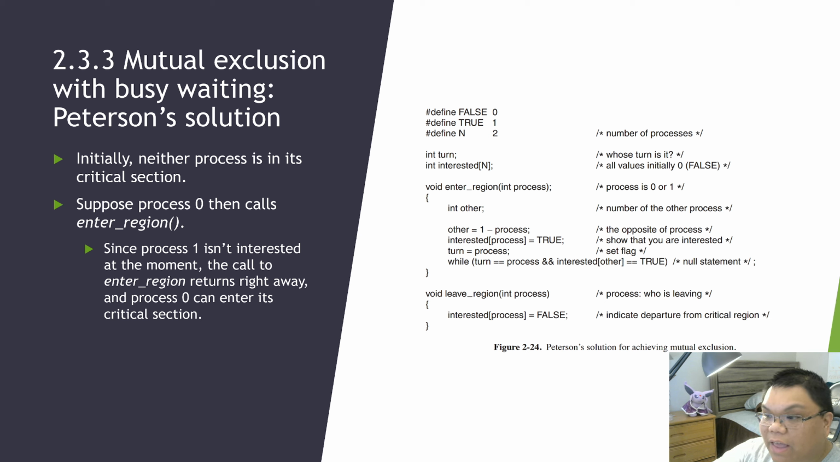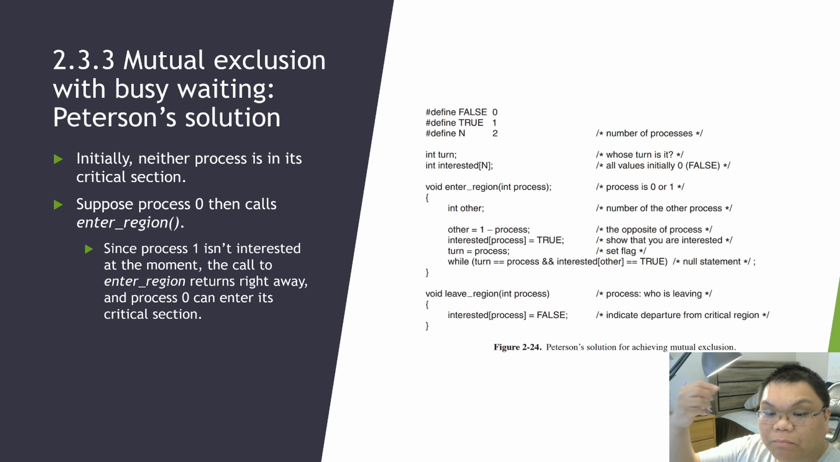So imagine this. Neither process is in its critical section, and then process 0 wants to enter the critical section by calling enter region. When you call enter region, you have to pass in your process ID. So this is going to be a process number. In this case, there are two processes, so it's going to be either 0 or 1. So process 0 enters its critical section. It passes its ID of 0.